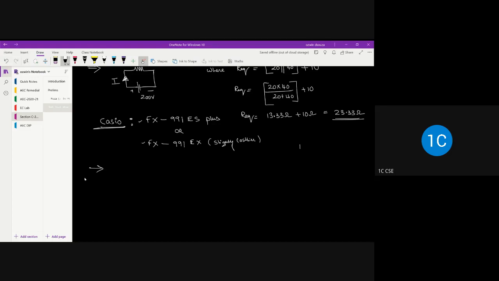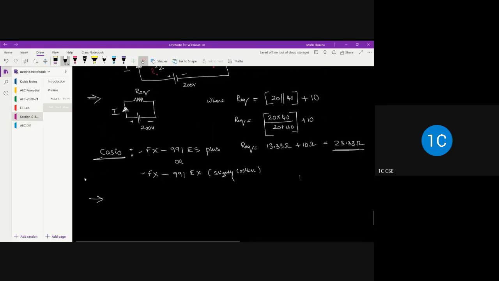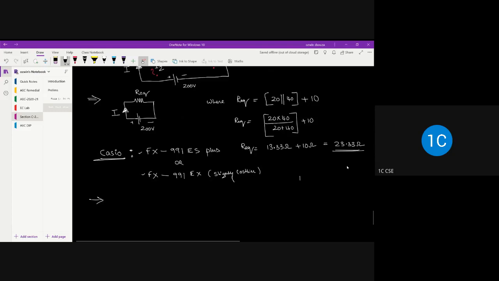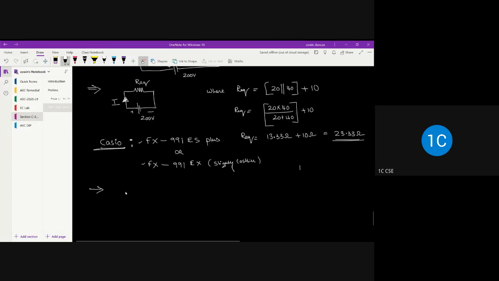Fine then. So we have found R equivalent. Now, having known R equivalent will enable you to find the main current. So the main current I is equal to V by R equivalent. V is 200 divided by R equivalent, 23.33. So that gives me a main current of 8.57 amperes.